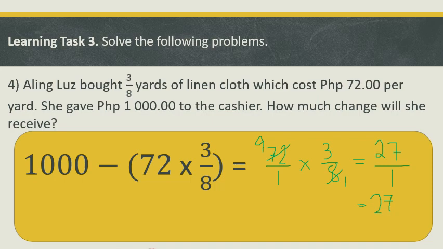Ngayon, kung 27 yung cost ng binili ni Aling Luz, 1,000 yung binayad niya. So, 1,000 minus 27 po ay 973. Ito po yung kanyang magiging sukli.